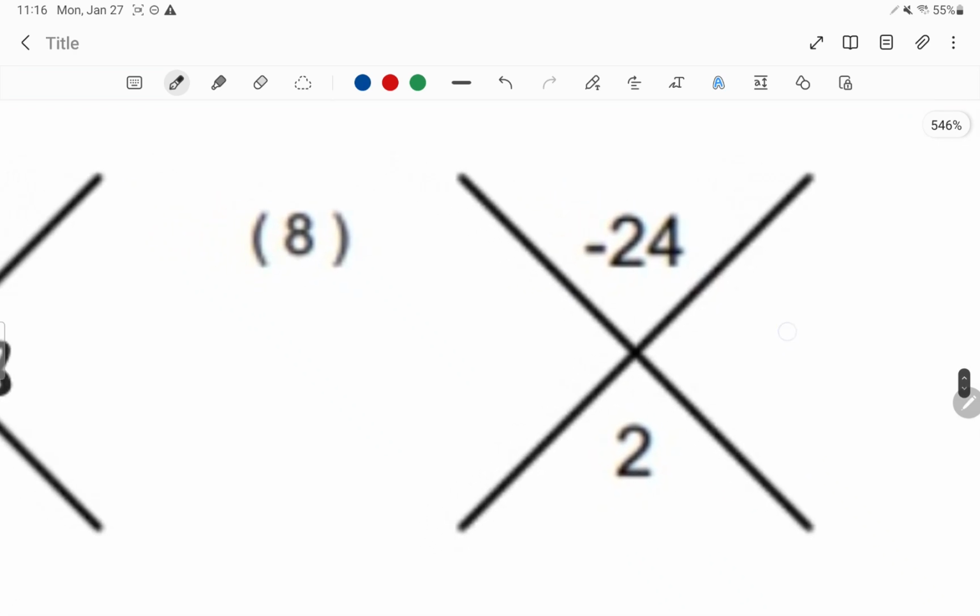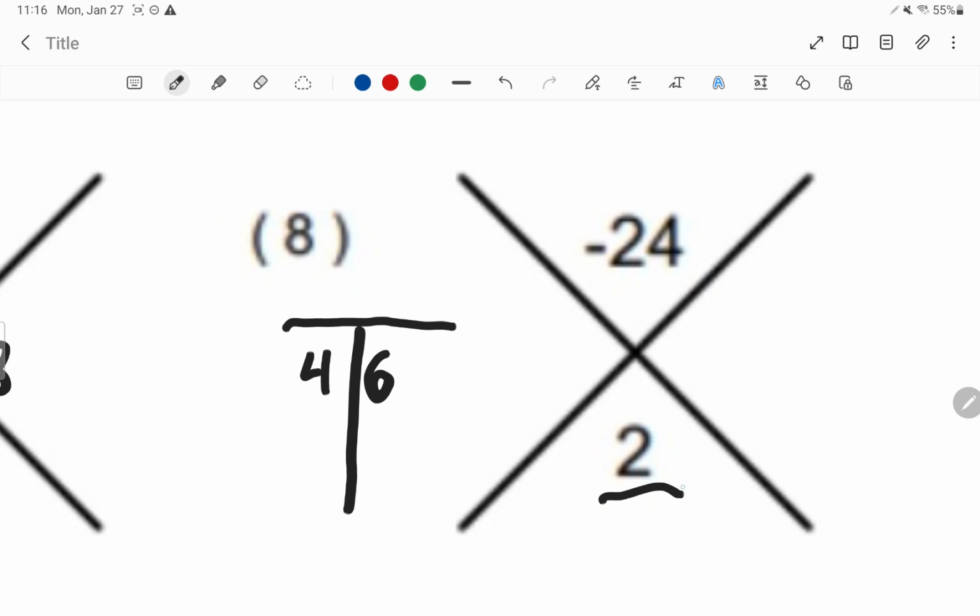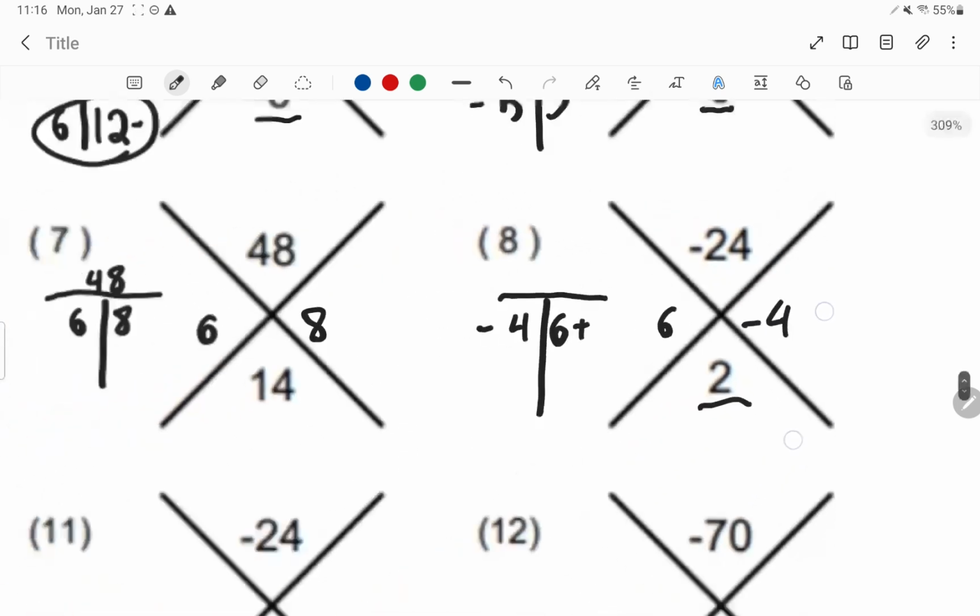Negative 24. What gives me 24? The easiest one that usually comes to mind is 4 and 6. And now can I use that pair? Yes. I just need to make one of them negative. In this case, this is a positive 2. That means that this has to be the plus and this has to be the minus. So it's going to be 6 minus 4. Alright, we're done with 8.